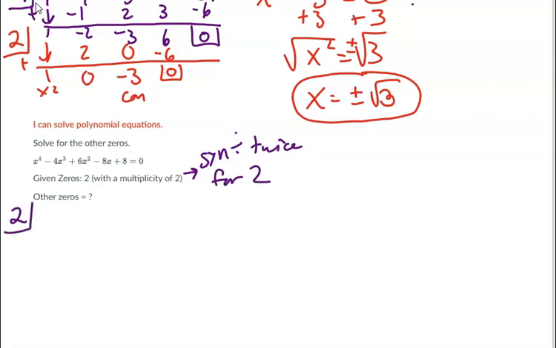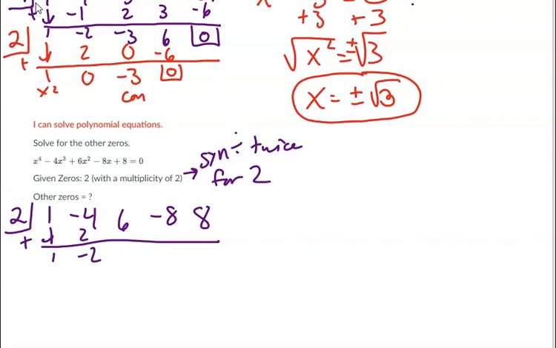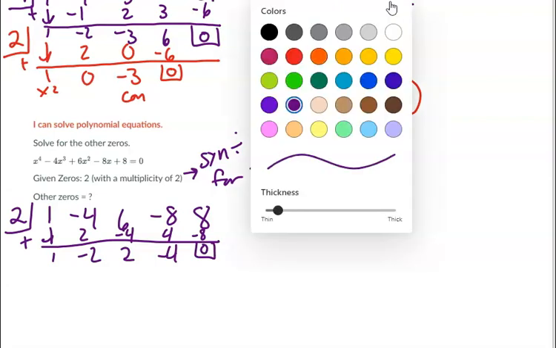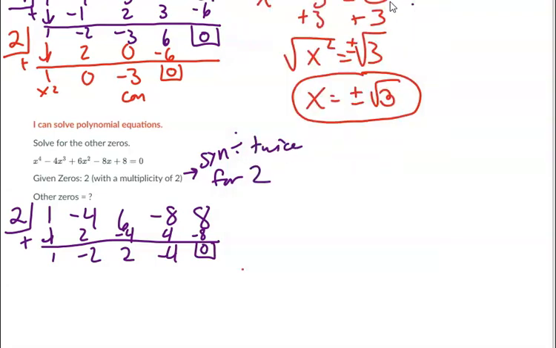So we're going to write 2 in the box and write our coefficients. Make sure it didn't skip anything. It doesn't look like it did. If it did, we would need to put a 0 there. And then we'll do it again with the 2. And here's our equation.